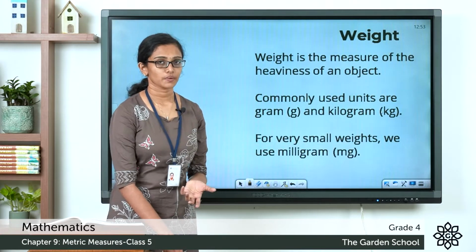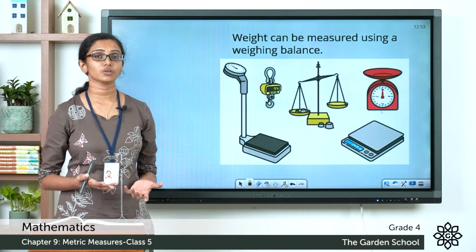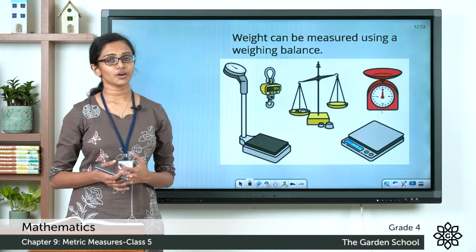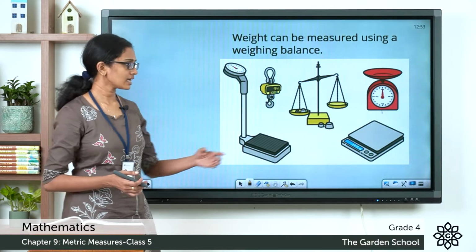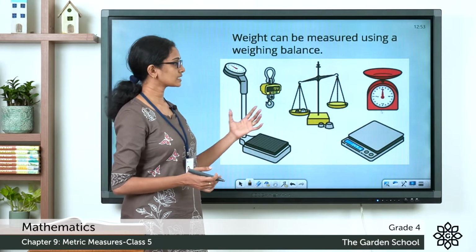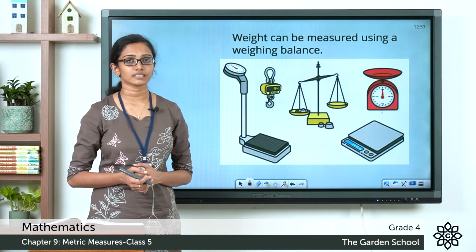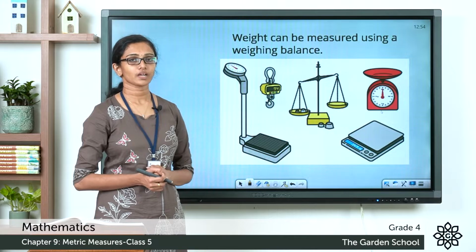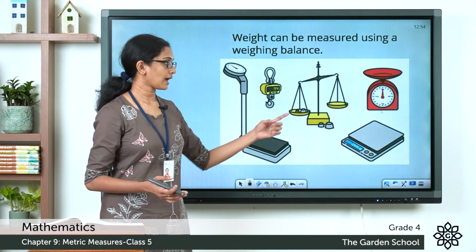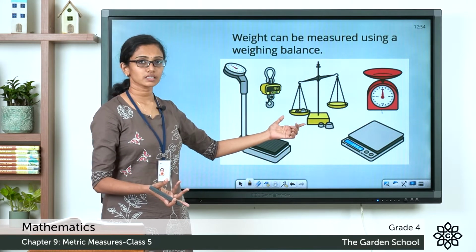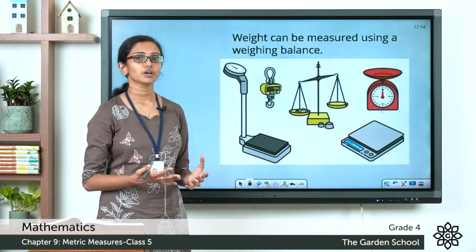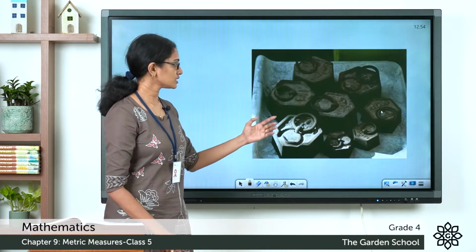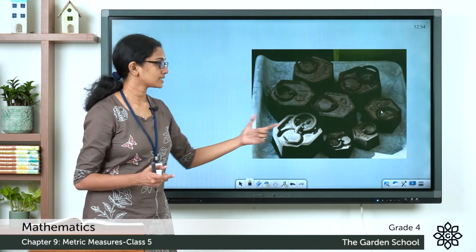Now, how do we measure weight? With what do we measure weight? We can measure weight using a weighing balance. You all are familiar with checking your body weight using a weight scale like this one. And here you can see a few different types of weighing balances. The one in the middle is called a beam balance, and it has two pans. In one pan, you put some set weights, and in the other pan, you put what you want to measure. So the beam balance uses different blocks of weights like this.